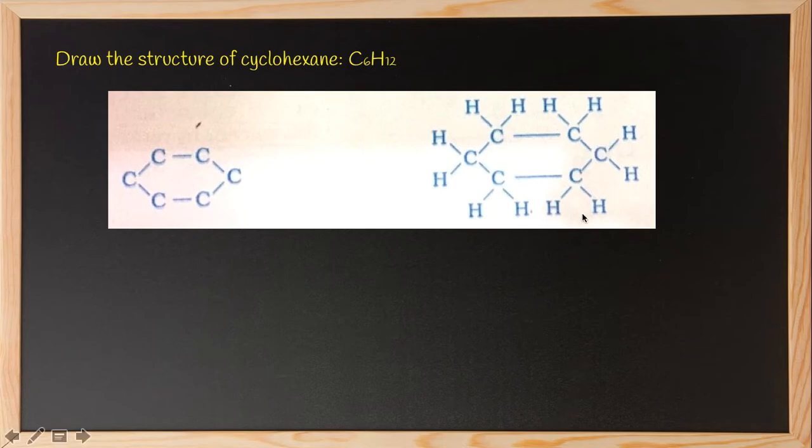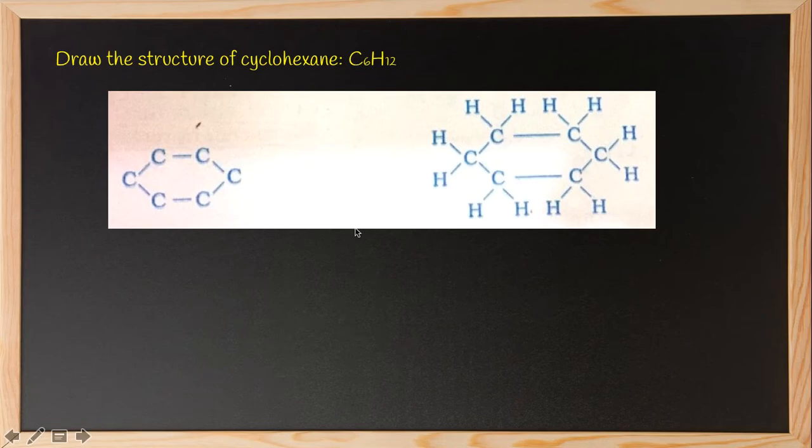Now you will have to satisfy the valency of all the carbons with hydrogens. Every carbon here is attached with two other carbons. So every carbon will have two hydrogens to satisfy its valency. See, every carbon is having two hydrogens. This carbon has two, this carbon has two, this has two, this two, this two, and this carbon also has two. Since there are 6 carbons, 6 into 2, there are 12 hydrogens. So the formula is satisfied.